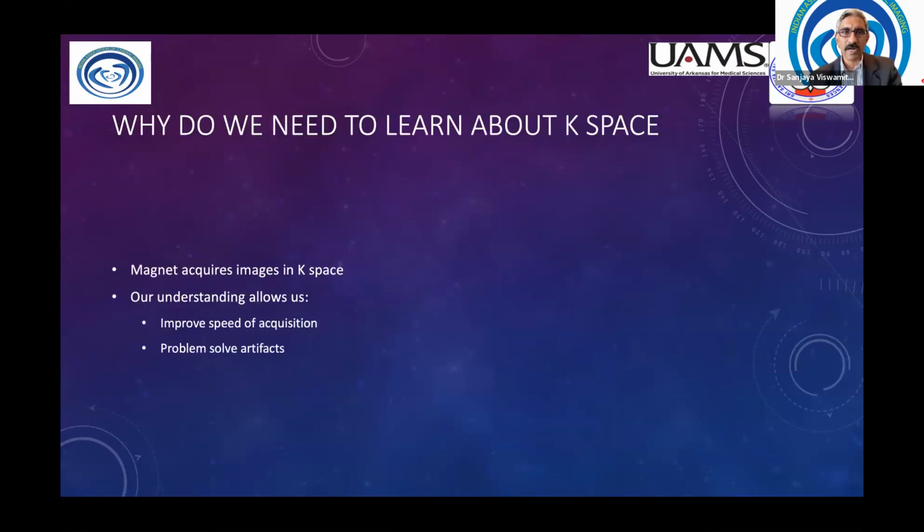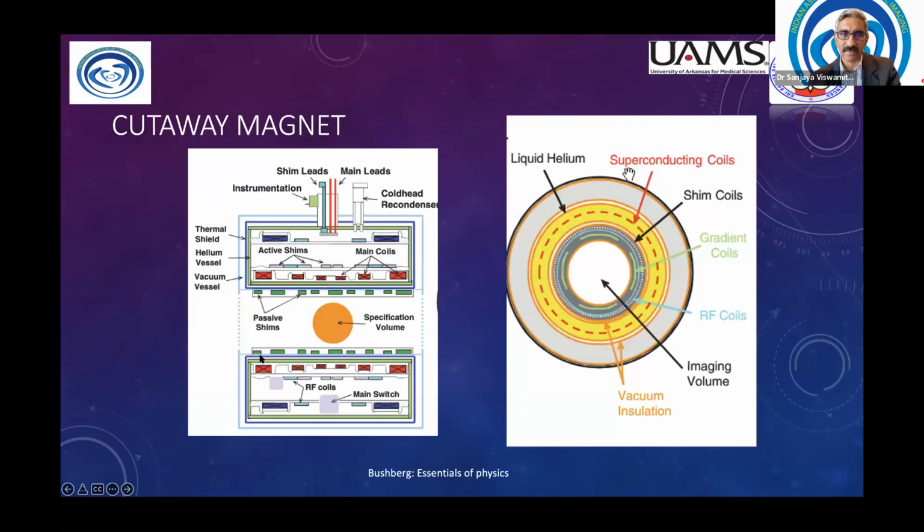So the main question is, why do we need to learn about K-space? What is it that is so important about K-space that every single MRI physics lecture discusses it in some degree or the other? The reason we need to understand it is because we need to think about how the magnet looks at images, how the magnet looks at a patient. So the magnet acquires images in K-space, and therefore our understanding, as Rajesh already mentioned, will help us improve the speed of acquisition and also to problem solve artifacts.